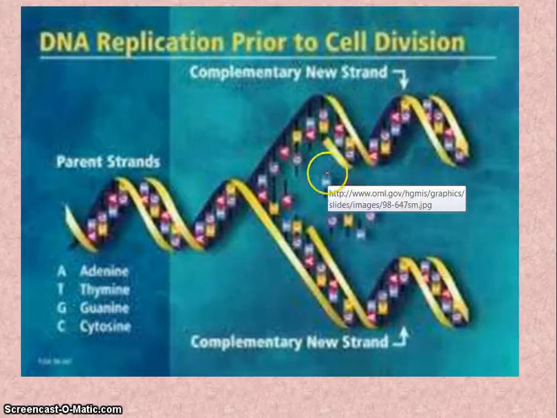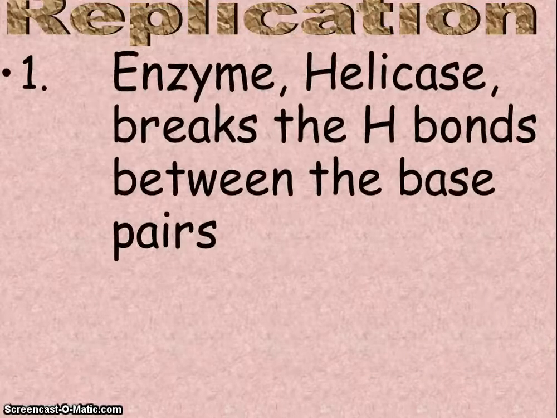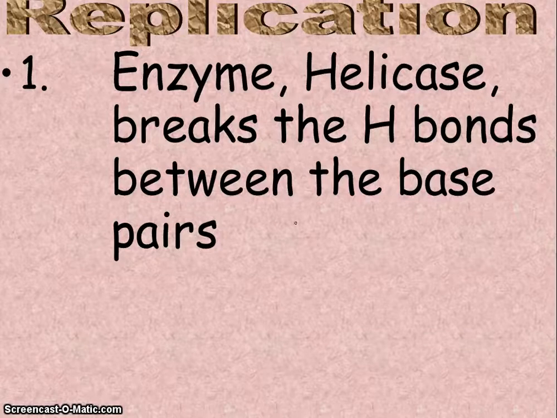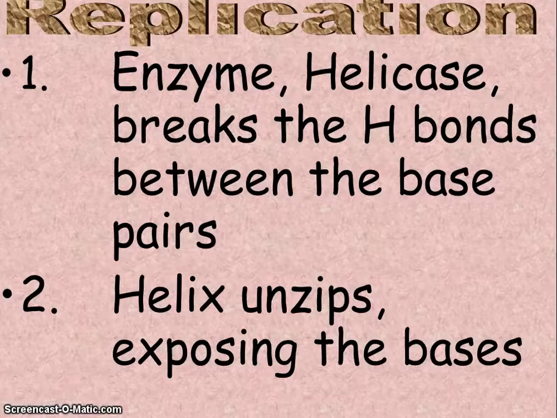This is just showing you what happens: the DNA has to unwind, the strands separate, and then free bases come in to complement the base pairing. So, step 1: an enzyme called helicase is going to break the hydrogen bonds between the base pairs. That is going to cause the helix to unzip and expose the bases. And this could occur at many different places within the DNA molecule at the same time. It actually occurs at parts called replication forks.